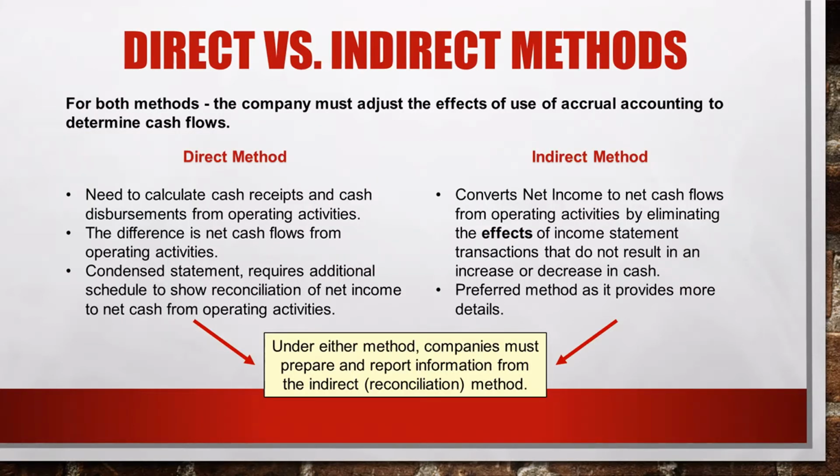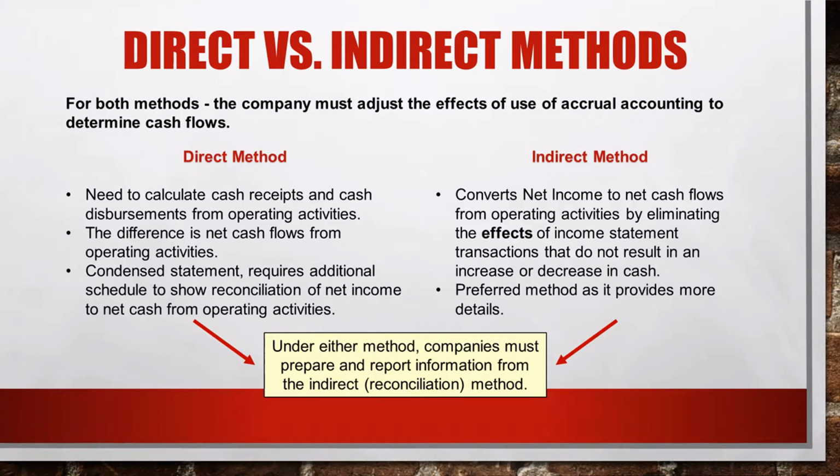For both direct and indirect methods, we need to adjust the effects of the use of accrual accounting to determine cash flows. Under the direct method, we need to calculate cash receipts and cash disbursements from operating activities. The difference is net cash flows from operating activities. The statement of cash flows prepared using the direct method is a condensed statement. It requires an additional schedule to show the reconciliation of net income to net cash from operating activities.